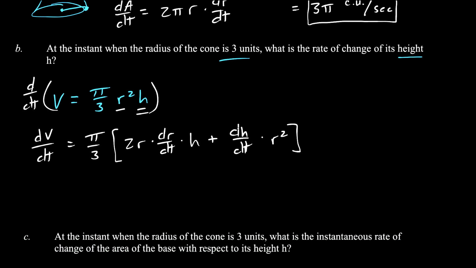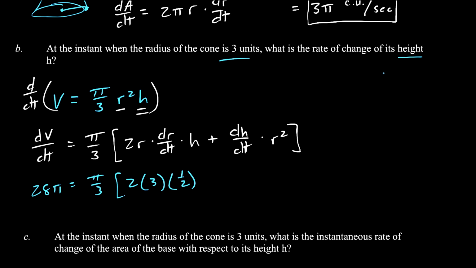And this is where we just substitute in the values we were given. So we were given dV/dt is 28 pi. We have pi over 3, 2 times our radius at that time, which is 3, dr/dt is 1/2. Oh, we're stuck. Suddenly we're stuck because we don't know the value of h at this time. So we're going to have to find some way to determine this.